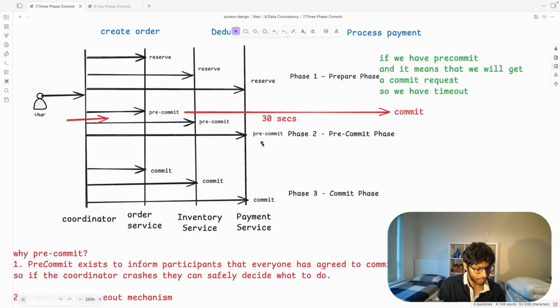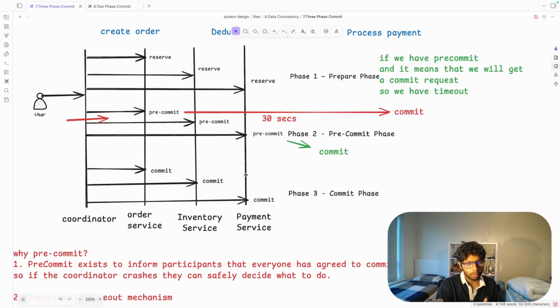Okay, so I'll just write it down here. We will still mark it as commit. Why will we mark it as commit? As I told you, the pre-commit requests and the commit requests are going to be the same, but pre-commit is going to act as a safety layer.